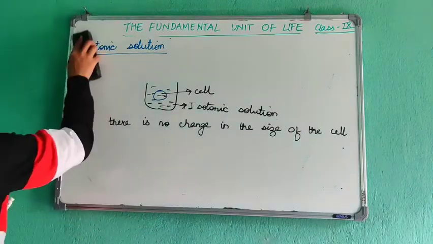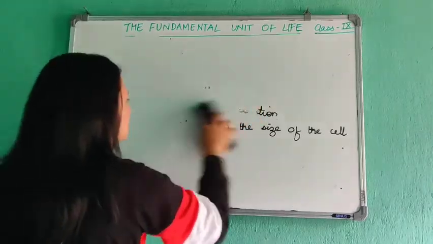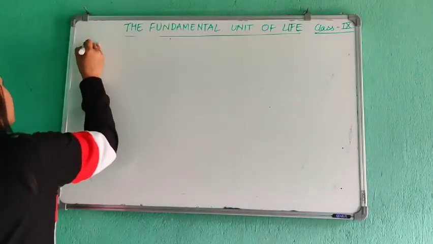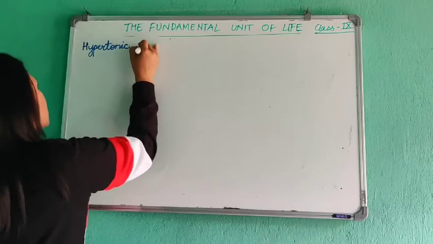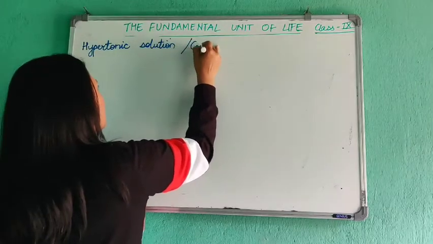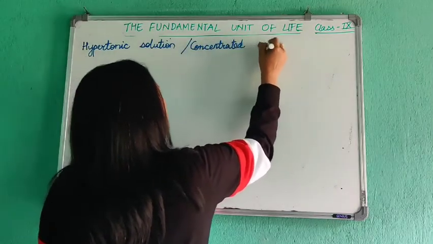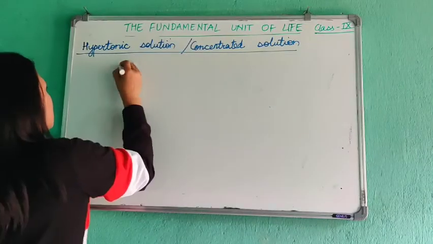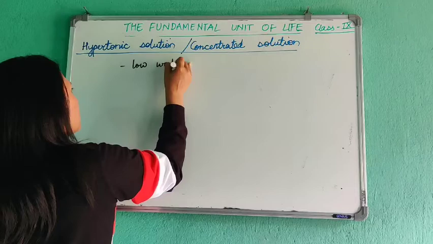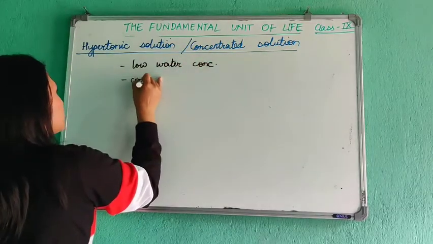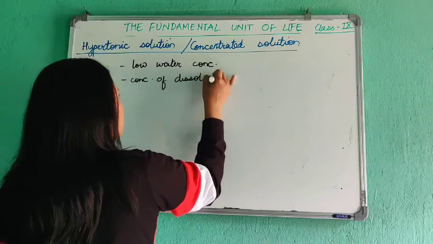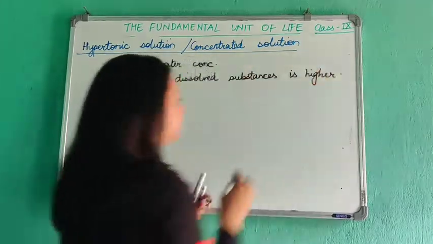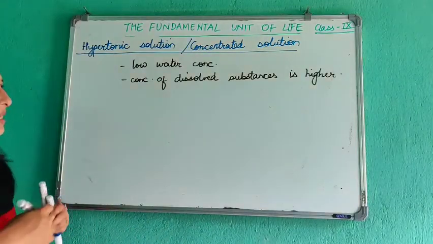Okay, now the third type of solution is hypertonic solution, or it is also known as concentrated solution. It is just opposite of hypotonic solution or dilute solution. So opposite भनेपछि यहाँनिर के हुन्छ, the concentration of water will be low. Low water concentration, and the concentration of dissolved substances will be higher. So what happens when we place a cell in such a solution?